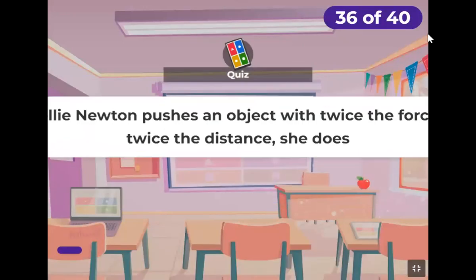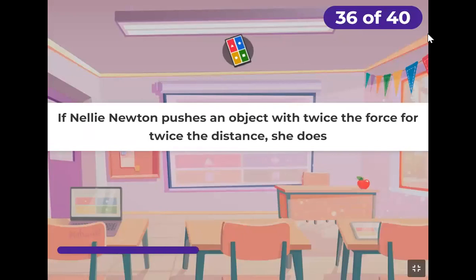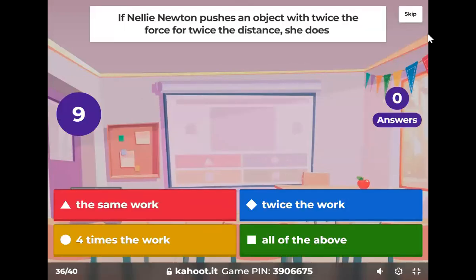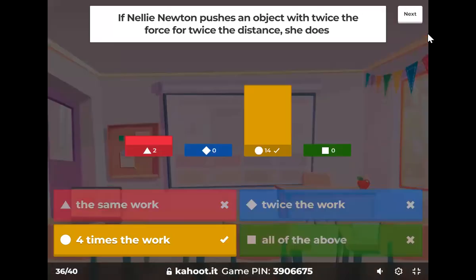Lots of points. Nellie Newton pushes twice the force for twice the distance. She does. What is double, double? Double the force, double the distance. Double, double is 4 times. There you go. So for example, you lift some weight up a meter, it took some energy to do that. Right? If you lift twice the weight, twice the height, it takes 4 times the energy to do that.